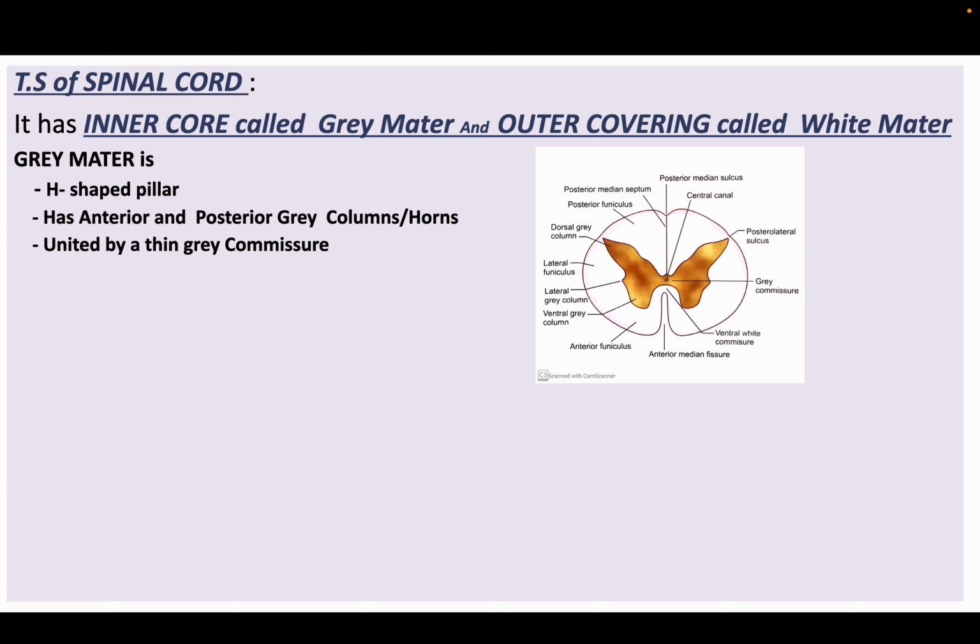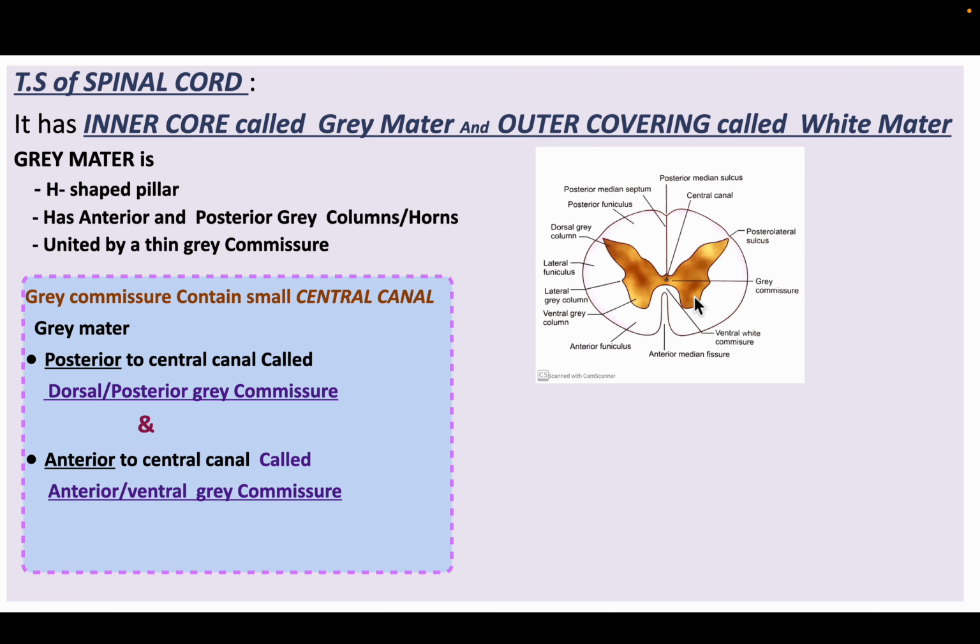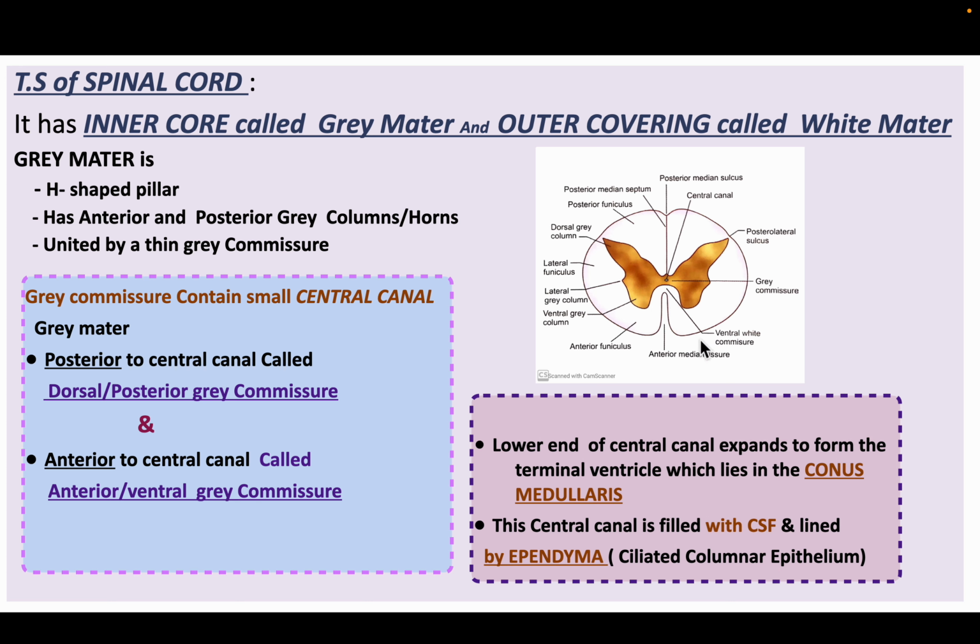Now this gray commissure contains the central canal. The gray matter lying posterior to the central canal, we call it the posterior gray commissure. The gray matter lying anterior to the central canal, we call it the anterior or ventral gray commissure. The lower end of this central canal expands to form the terminal ventricle, which occupies the position in the conus medullaris. This central canal is filled with CSF and is lined by the ependyma, which is ciliated columnar epithelium.